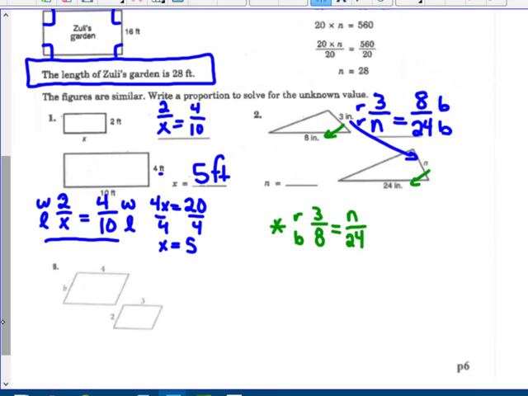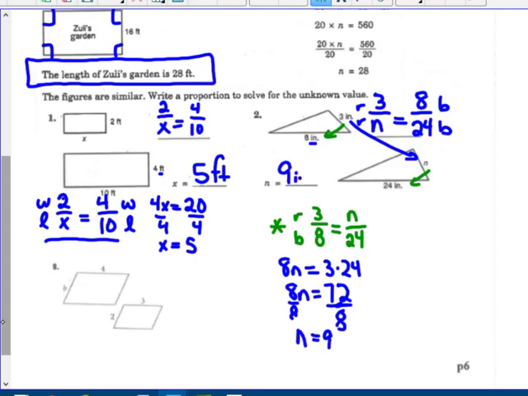I'm going to multiply my 8 times my n, the product of the means, has to equal the product of the extremes, and 3 times 24 gives me 72, so 8 times what number equals 72? Well, we all know that. If I divide by 8, we know that n is going to equal 9. And it is 9 inches.